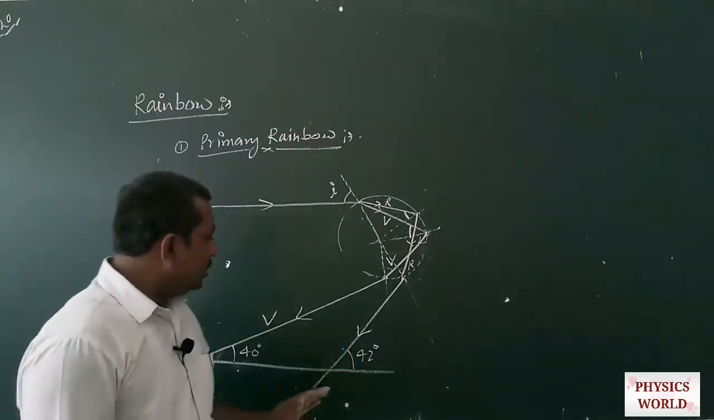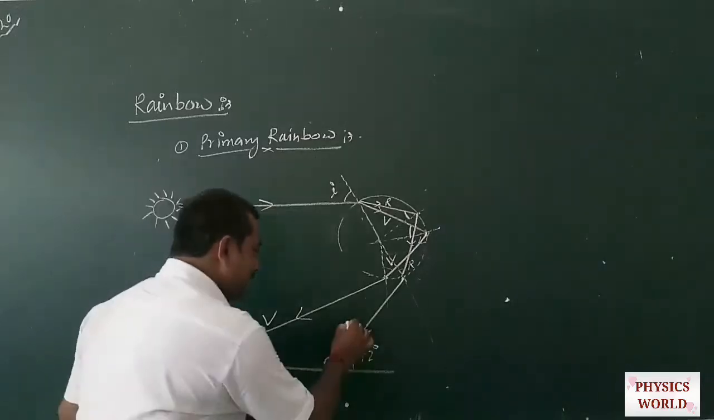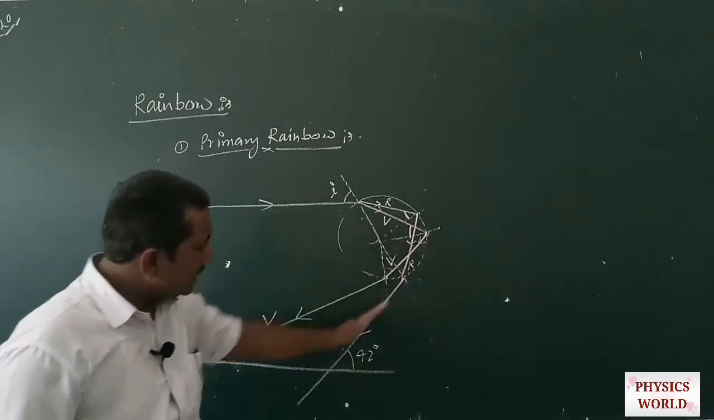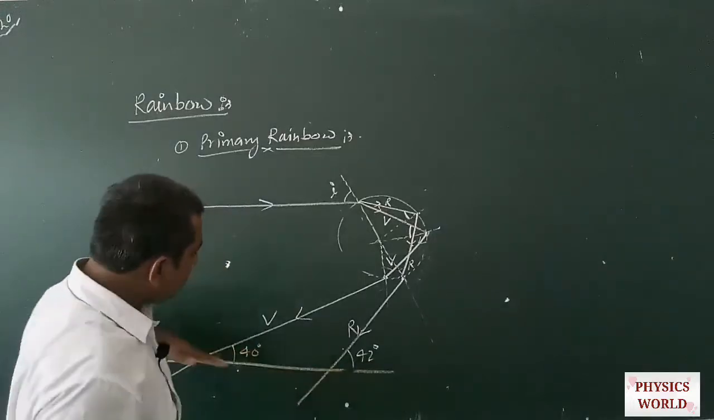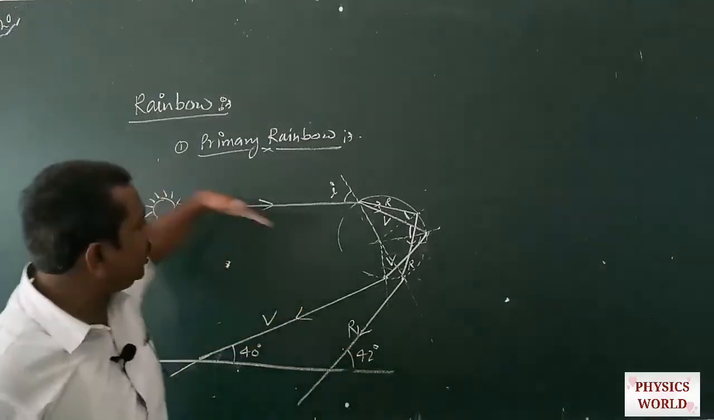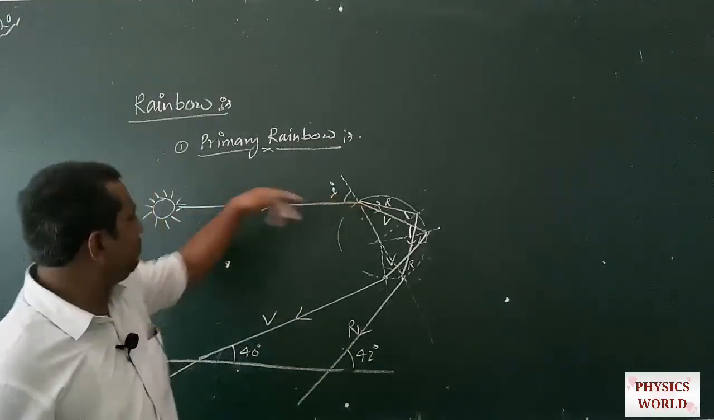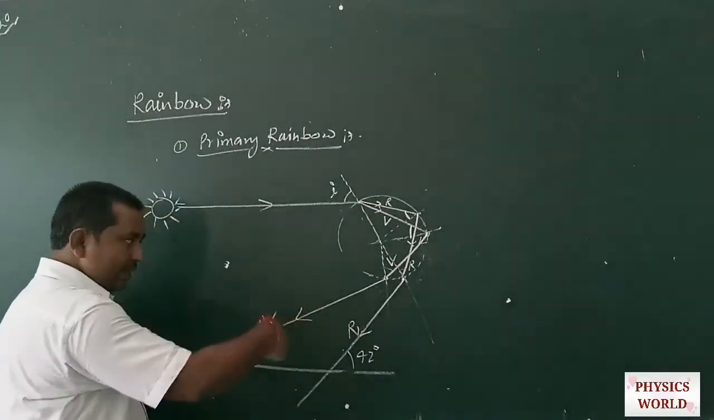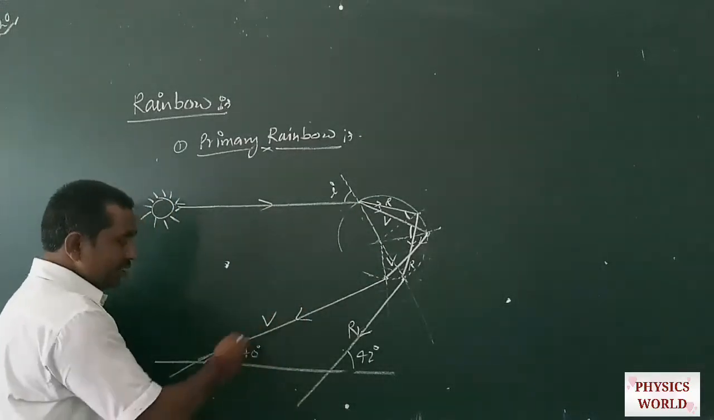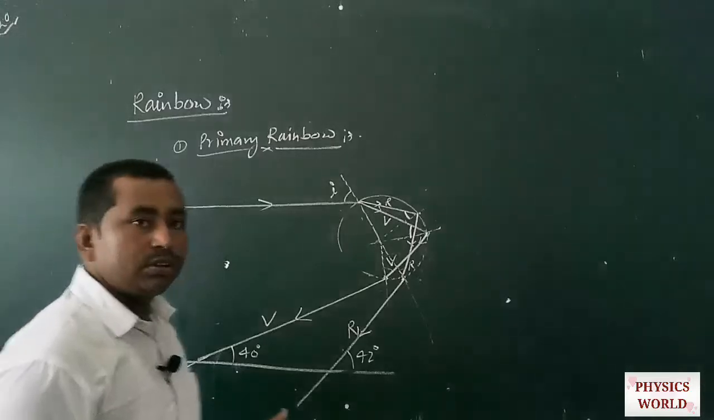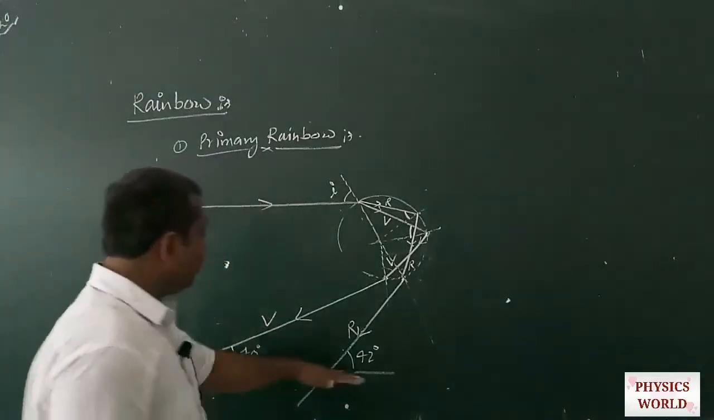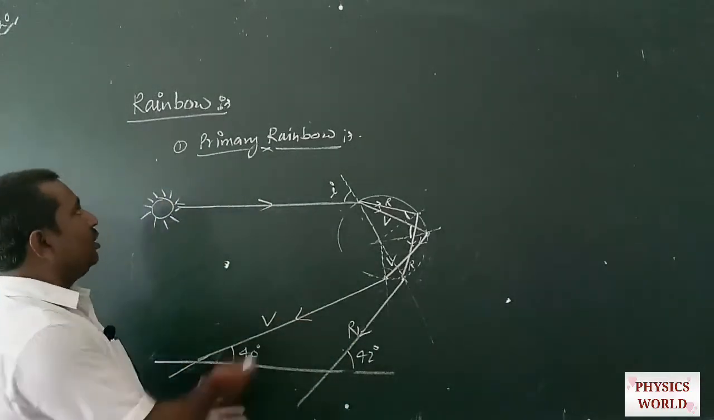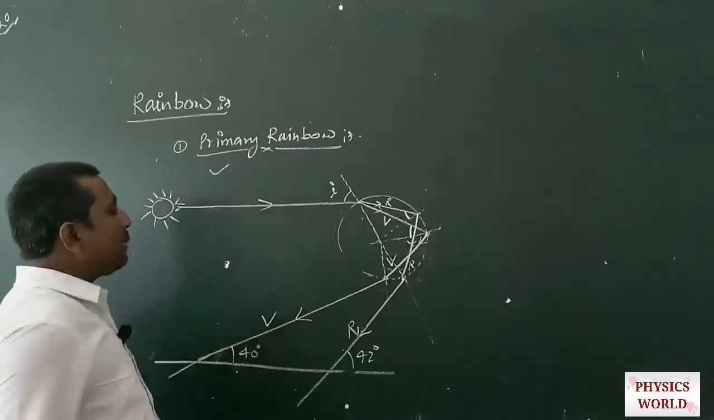So the red color light ray after refraction through the droplet makes an angle of 42 degrees with the line of sight that is parallel to the line of incidence coming from the sun to the droplet, and the violet emerging light ray makes an angle of 40 degrees with the line of sight. So this type of phenomenon occurs in the primary rainbow.